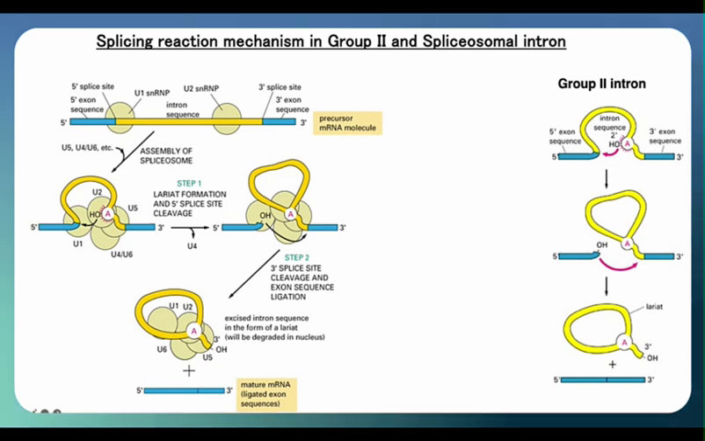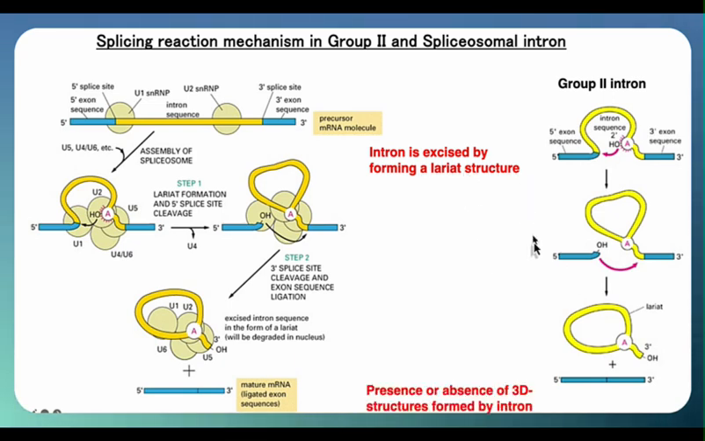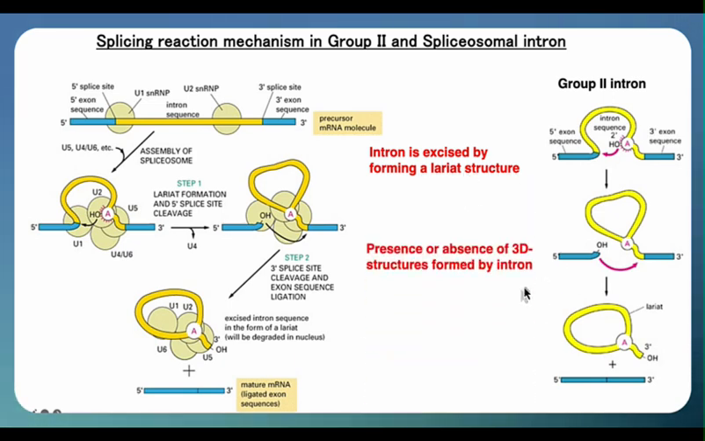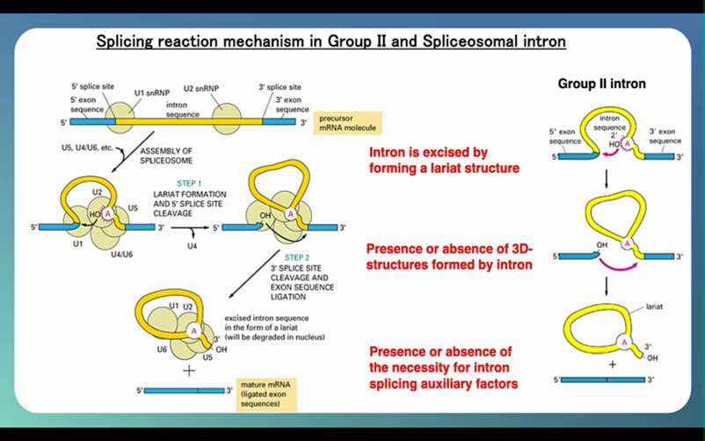In other words, Group II introns and spliceosomal introns are excised through exactly the same chemical reactions. The difference is that in Group II introns, the intron portion forms a tertiary structure and functions as a ribozyme, whereas in spliceosomal introns, the intron portion does not form a tertiary structure and does not function as a ribozyme. Therefore, a spliceosome, an apparatus with RNA cleavage and ligation activity, is essential.